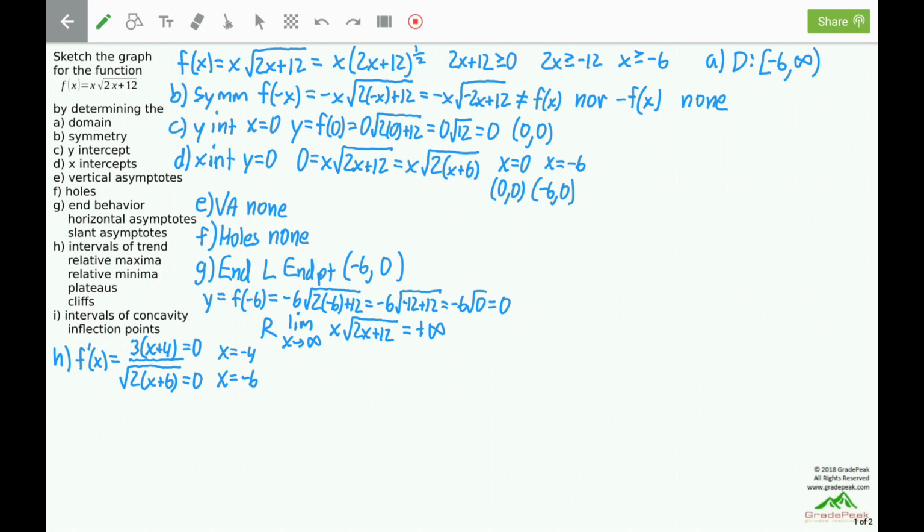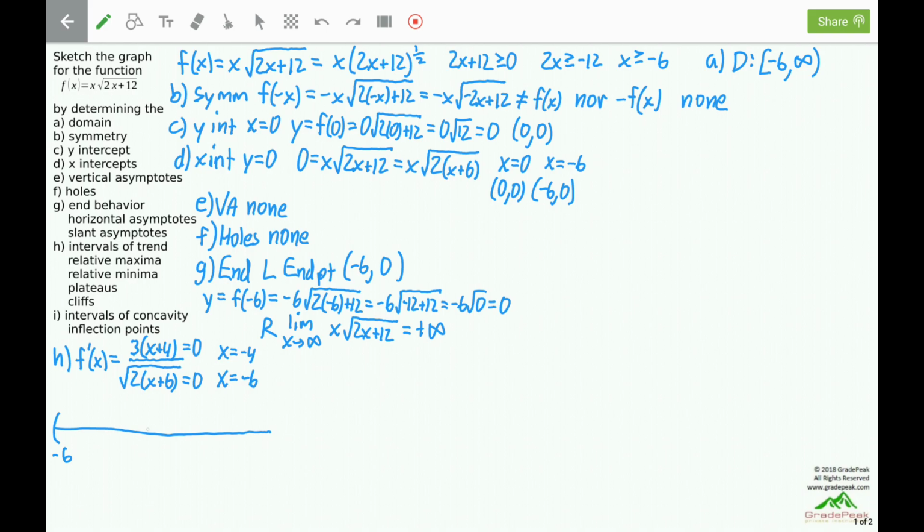We can now draw a domain line, a line representing the domain. It has a left end of negative 6. It has no right end because it goes to positive infinity. The left end is included by square bracket. However, x equals negative 6 was found to be a critical number, and it is removed, and therefore it will be a round bracket at negative 6.